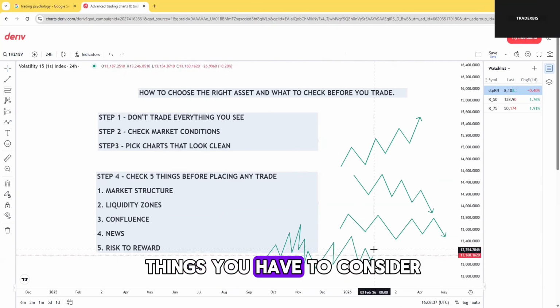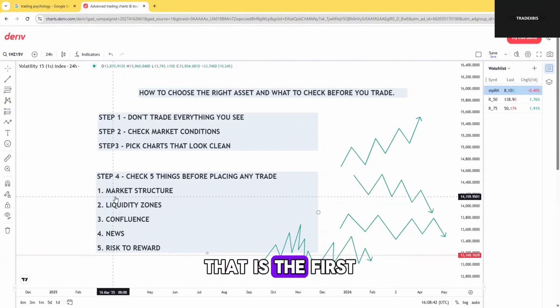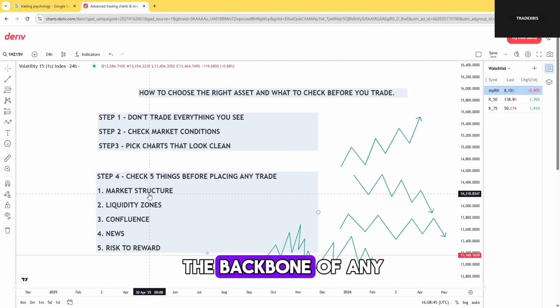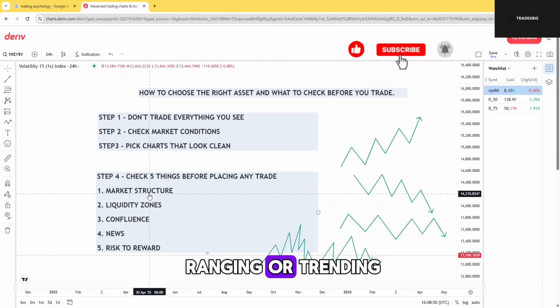So what are the things you have to consider before you now place your trade? Now, you have to consider market structure. That is the first thing you have to consider because market structure is the backbone of any technical analysis. You have to decide if the market is ranging or trending.